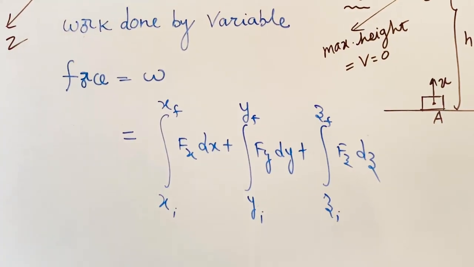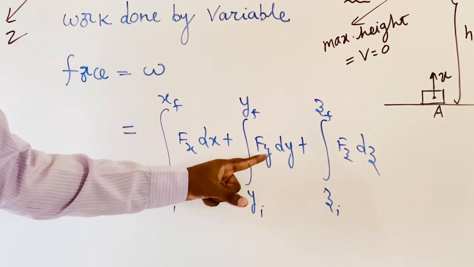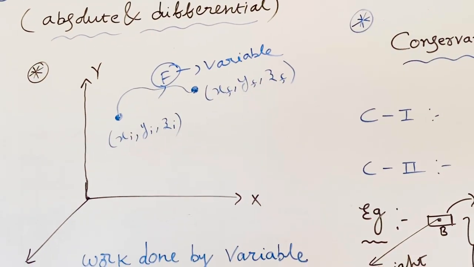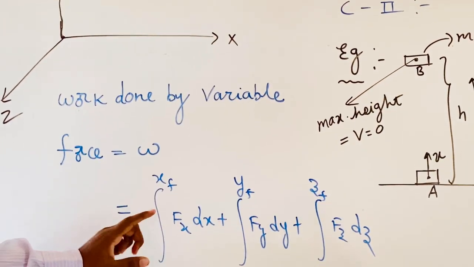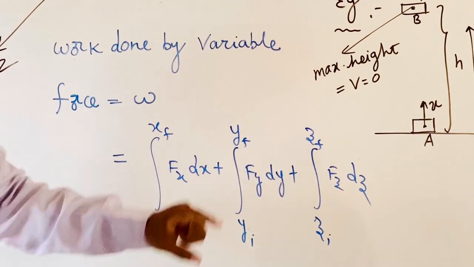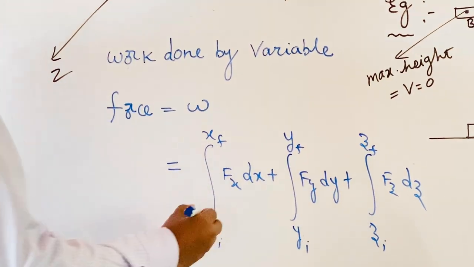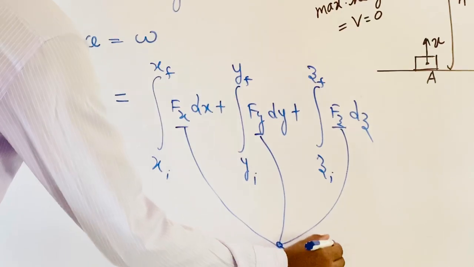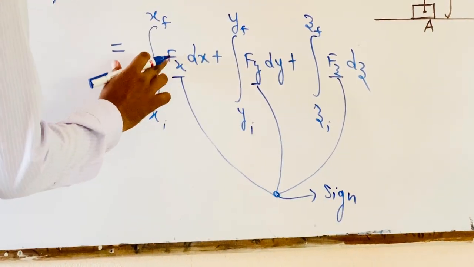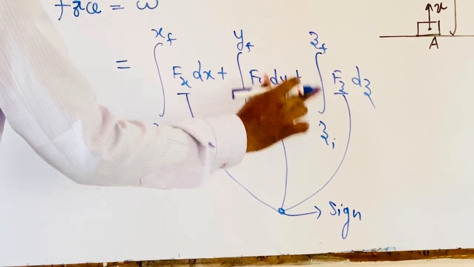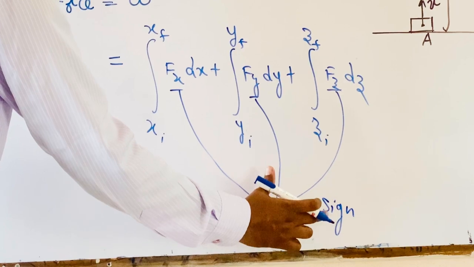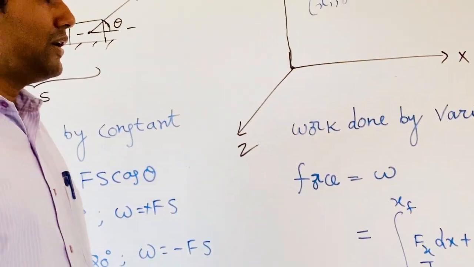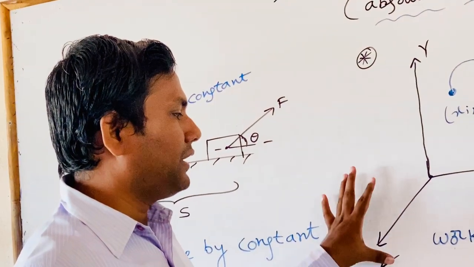But one condition here: Fx, Fy, Fz are the vector components of the applied force. That's why whenever you are using this formula, remember Fx, Fy, Fz must and should be substituted with sign. So don't substitute these without sign. Whenever you are substituting Fx, Fy, Fz, you must observe what is the sign that the components of the force have, either plus or minus. Substitute those components of the force along with their sign. This is about work done by the variable force.